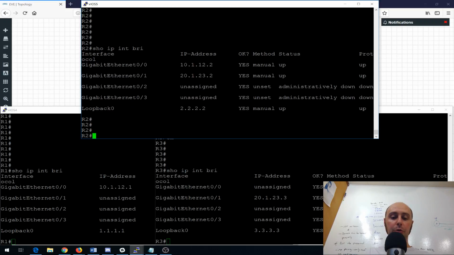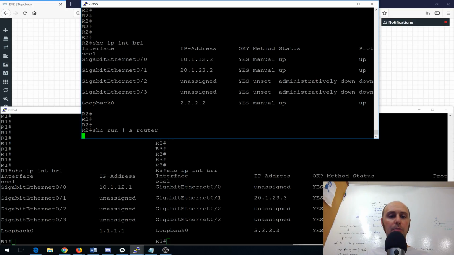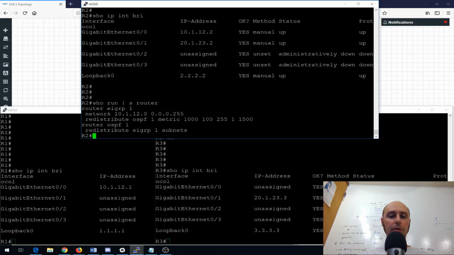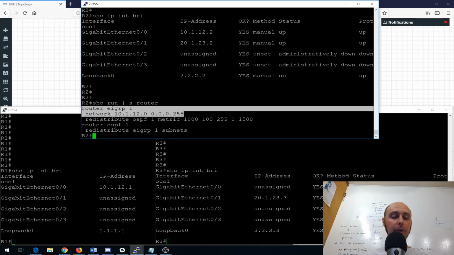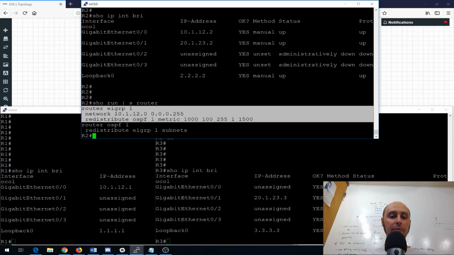So I am doing mutual redistribution here. Show run, section, router. I think I might be able to show both routing protocols. So I have router EIGRP. I'm including my directly connected interface, and I'm redistributing OSPF in.